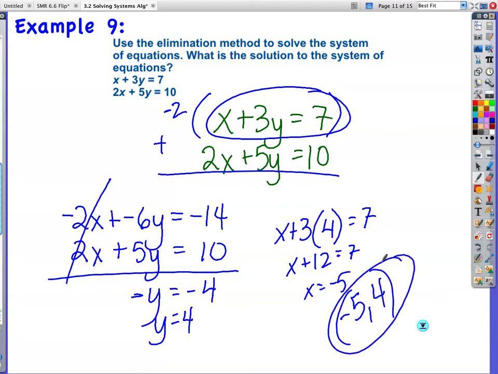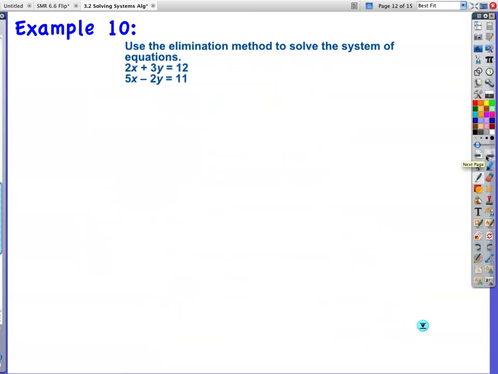There's your solution to your system. And what would be good is if you go back and check it in the equation you didn't already substitute in. So if you go negative 5 here, that gives me negative 10. Put 4 in for y. 4 times 5 is 20. Is negative 10 plus 20 10? Yes, it is. So we know that this is a solution to both systems, or both equations.